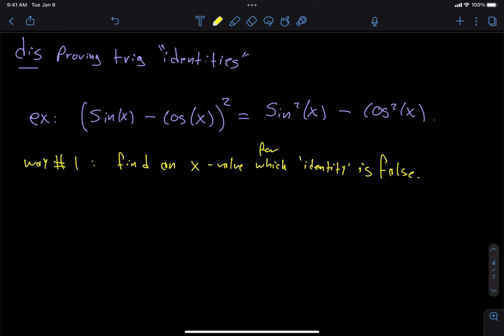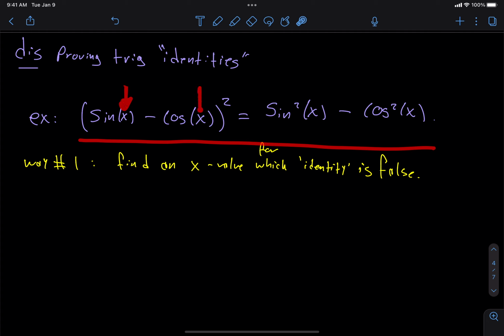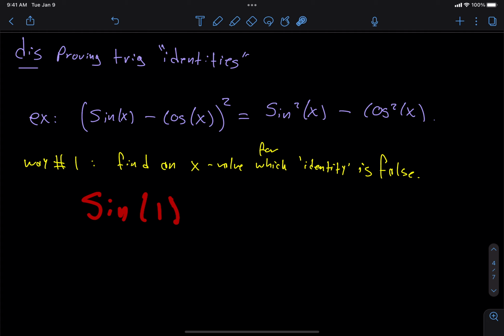Okay, here's the easiest one we could pick. Actually, why don't I ask you all? I'm telling you now that this identity is not true. So we want to find an x value such that if I plug it in here, here, here, here, and simplify, I will get something which is not true. What x values might I try? Well, one, I'd prefer not to use one. The reason being is it's difficult for me to wrap my head around what is sine of one, because one radian or 1 degree, it's not easy for me to make a triangle and see what this number should be.